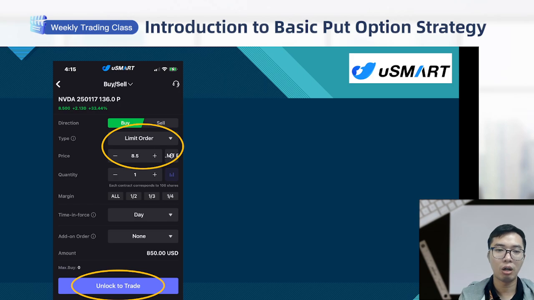So this is how we use uSMART to open a put option, to long a put option.